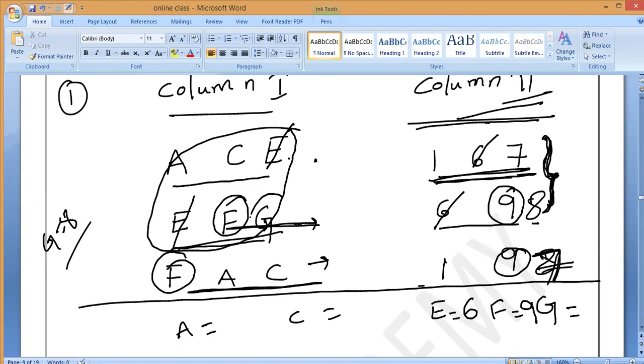See, second row, only G is present. So who is G? Only 8. 8 is the code for G. That's all. Directly you can write. Understood?